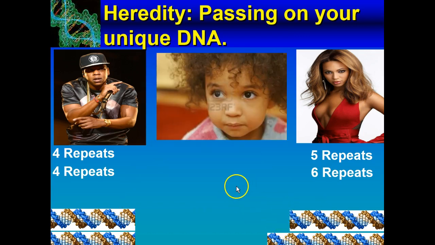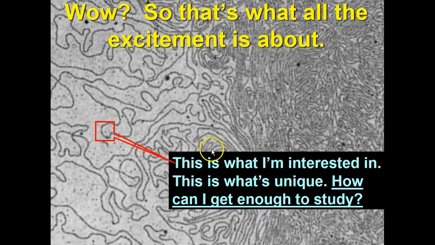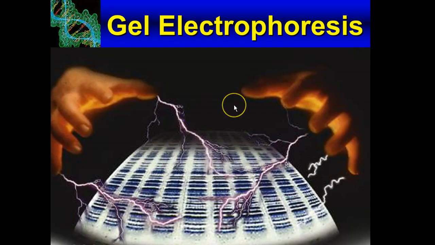And let's just say they had a daughter. Again, this is not their kid, but if they did, we would see that she gets the 4 and the 6. So now, how do we know that? We basically know that by looking at the DNA and taking the DNA samples. And so electrophoresis is one of the ways we can do it.